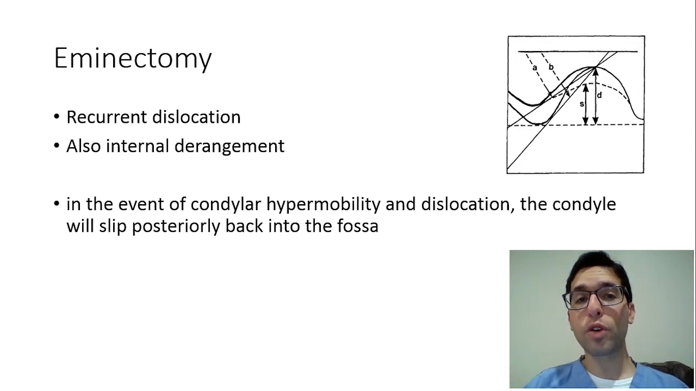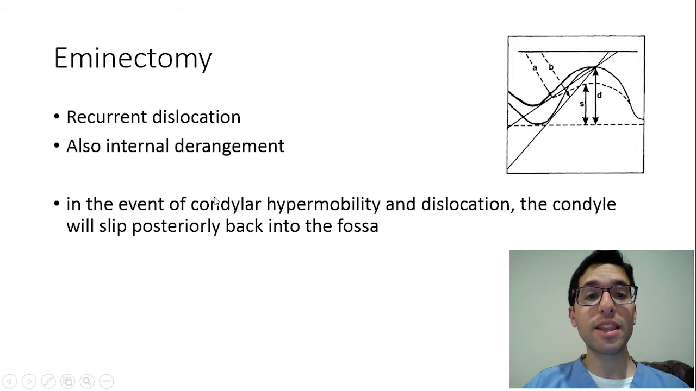And if patients have recurrent dislocation, there's various ways of treating it. You may be familiar with, you can inject PRP into the joint to induce fibrosis. That's one way. You could put the patient in MMF. But the most common and the most predictable way of treating them is with an eminectomy. So we shave down the eminence. That's, again, not to prevent them from translating forward, but just to help the patient self-reduce. So in the event of condylar hypermobility and dislocation, the condyle will slip back posteriorly into the fossa, so it'll just be easier to reduce them.